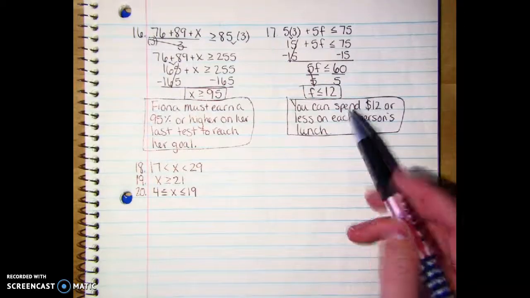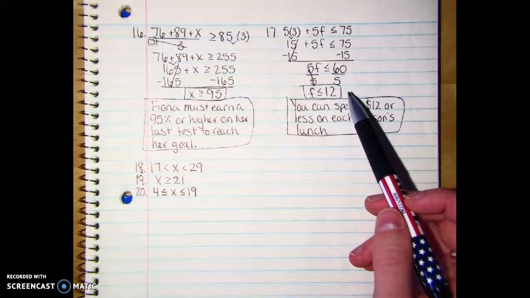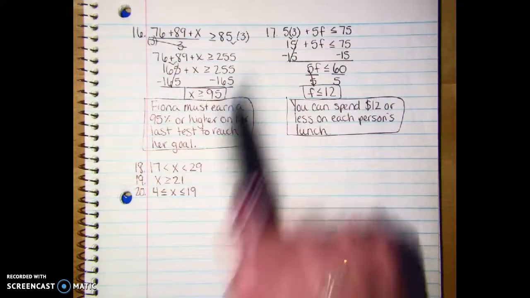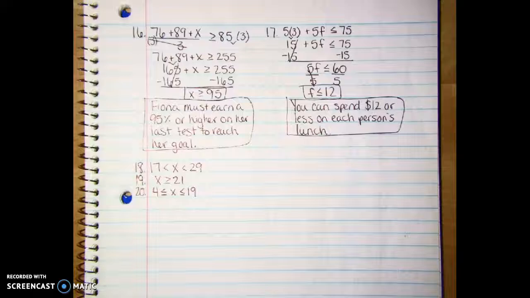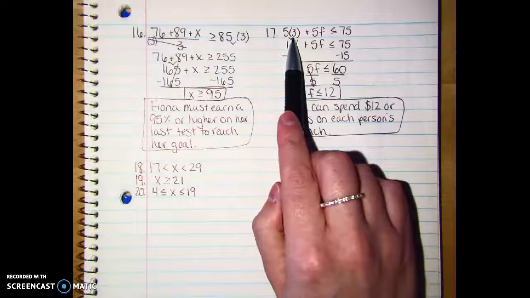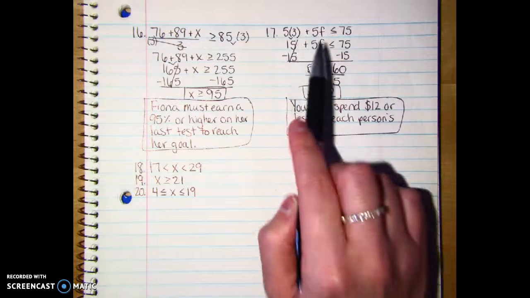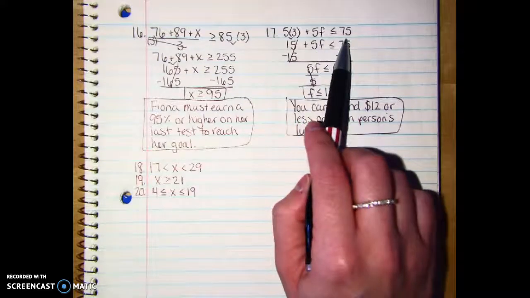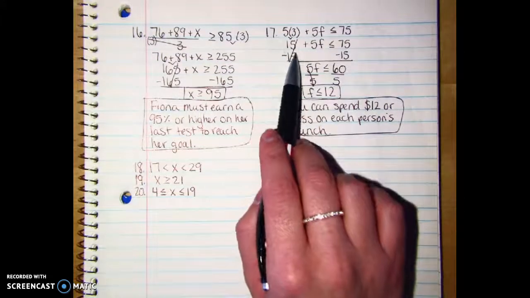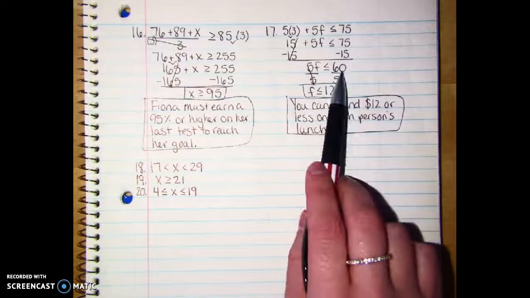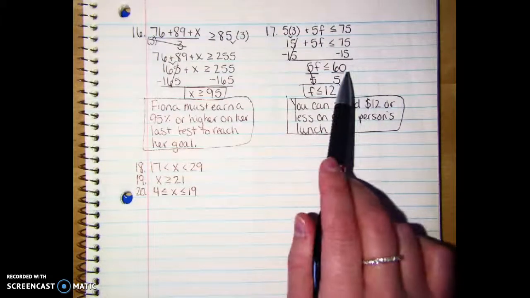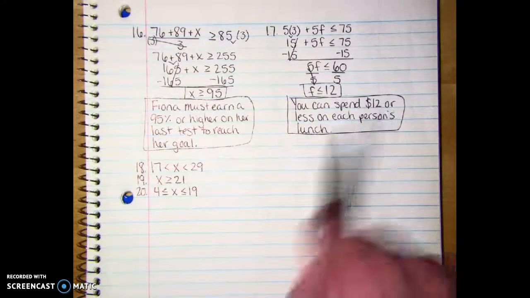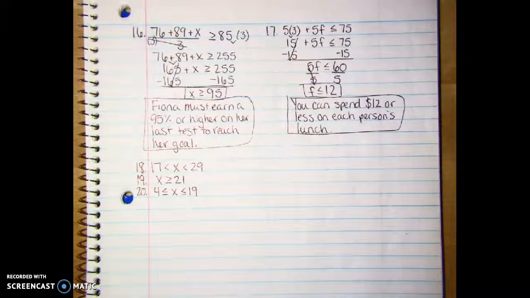And 17, this was you are having lunch with 4 friends. So you and 4 friends makes 5 people, guys. Some of you are still using 4 for that. You need to remember that it's you plus 4, which is 5. Drinks for $3, and then you were buying the lunch, I think it was. Yeah. So you had to buy 5 lunches, and you needed it to be $75 or less. 5 times 3 is 15. Subtract it from both sides, and I get $60 left to spend on the lunches for 5 people. 60 divided by 5 is 12. So you can spend $12 or less on each person's lunch.